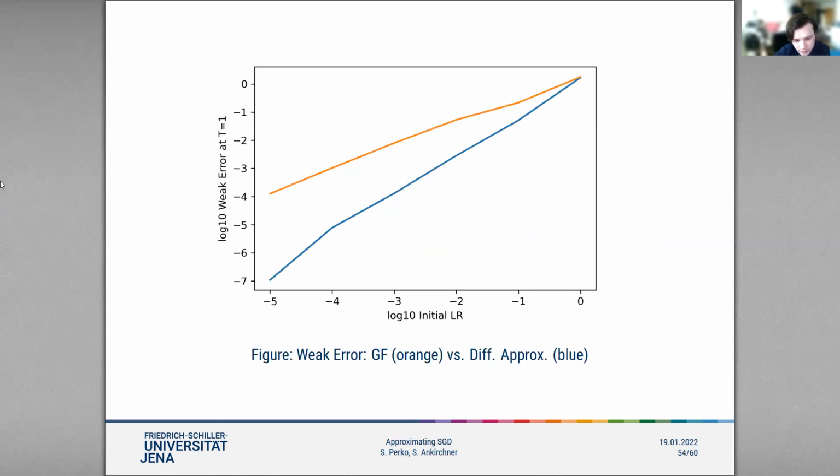We also did some simulations. Here we compared the weak error of gradient flow with the diffusion approximation I just showed you for different learning rates. A curious fact about this graph is that as the learning rate gets close to 1, the gradient flow suddenly becomes better. But this is not very important, because all of these approximations are bad for large learning rates, and usually we don't consider a learning rate of 1 anyway. We want to consider small learning rates, and for small learning rates, this diffusion approximation is actually better.